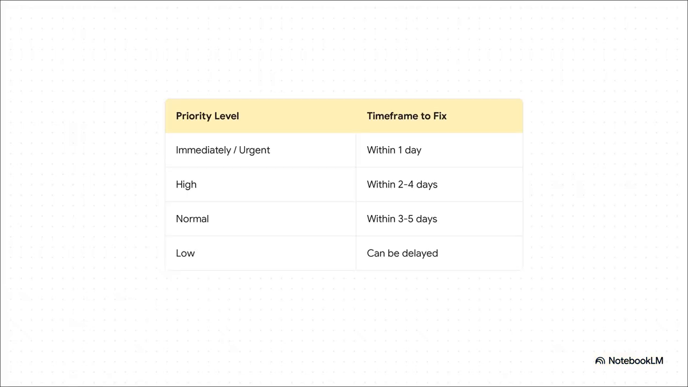So you can see here how priority basically sets the clock. If a bug is tagged as urgent or immediately, that's an all-hands-on-deck situation. It needs a fix within a day, maybe even hours. High priority buys them a couple of days. Normal is maybe within the week, and low, well, that can wait for a while. Now, these exact times change from company to company, but the idea is always the same. Priority tells you where that bug goes in the line.